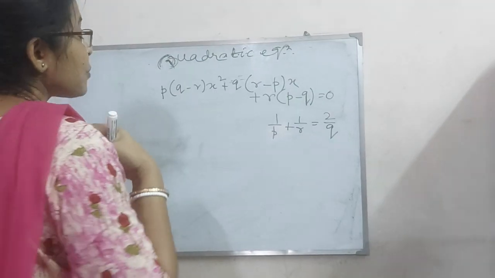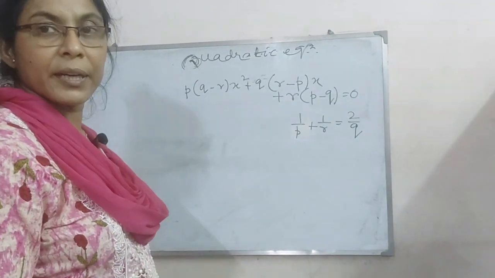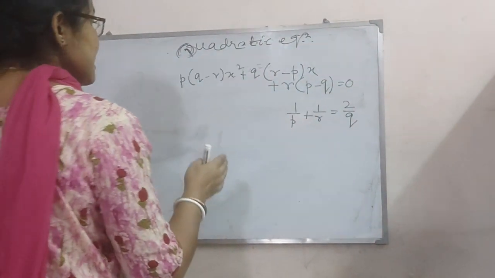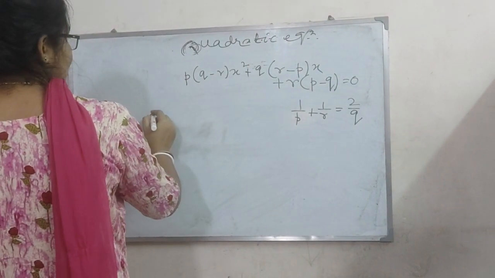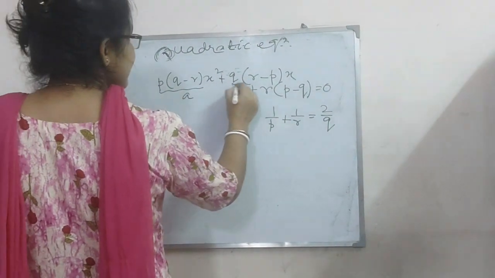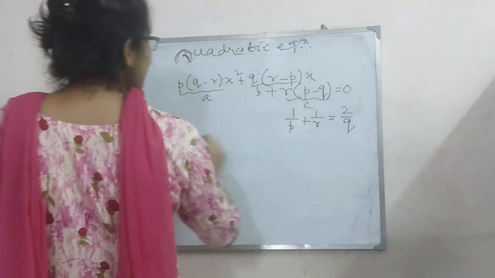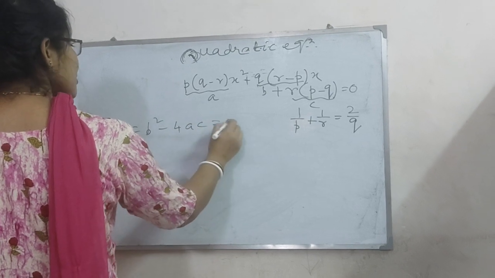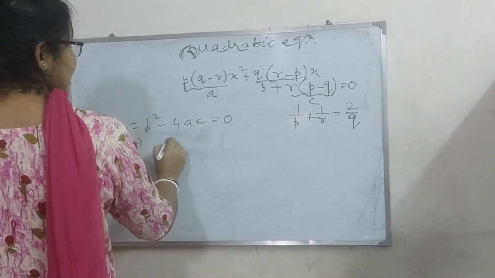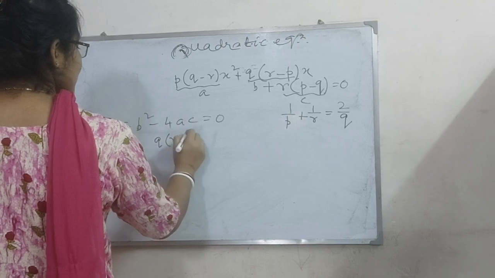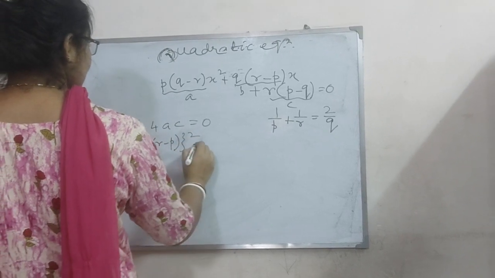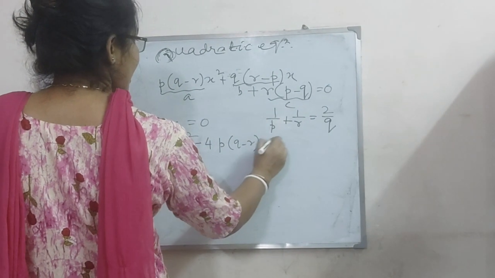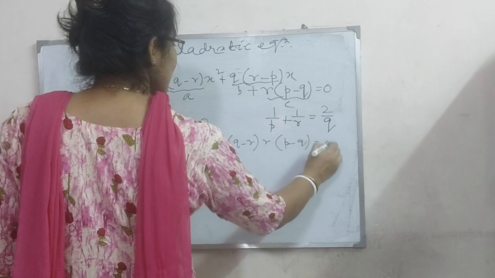We know if two roots are equal, the discriminant b square minus 4ac equal to 0. From this equation, this is a, this is b and this is c. So discriminant b square minus 4ac equal to 0. That means (qr minus p) whole square minus 4 times (pq minus r) into (p minus q) equal to 0.